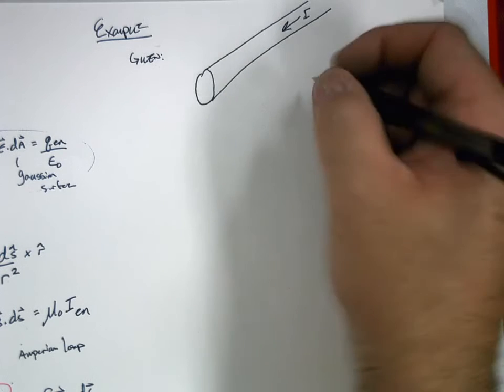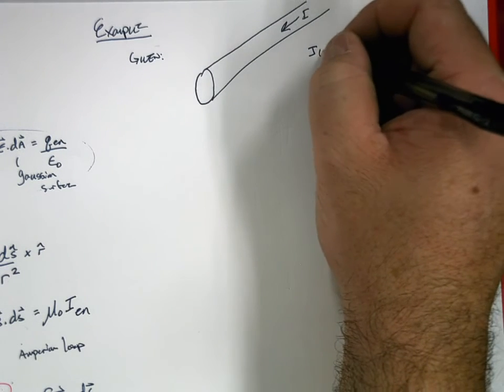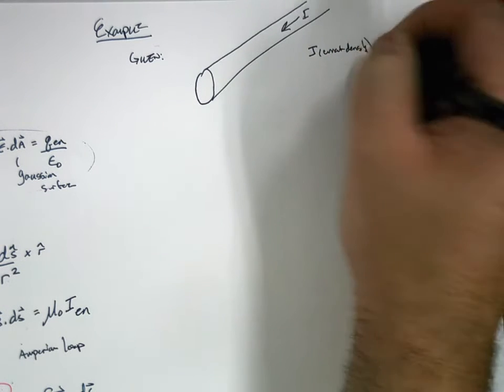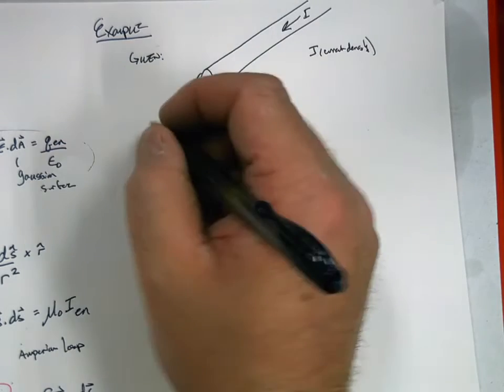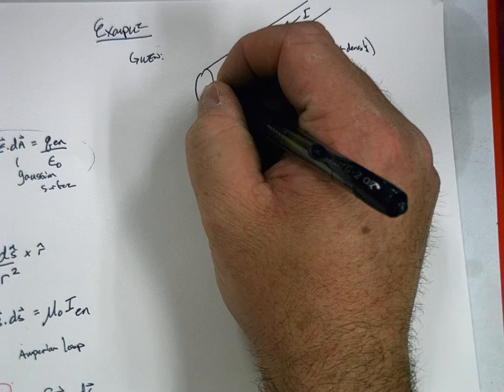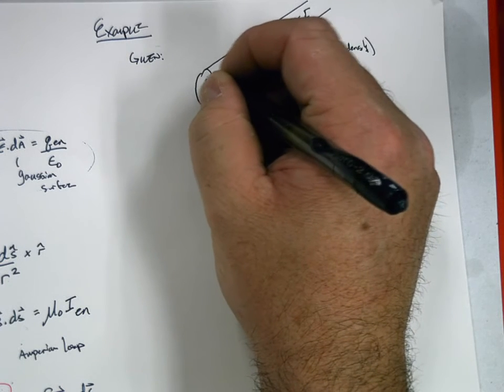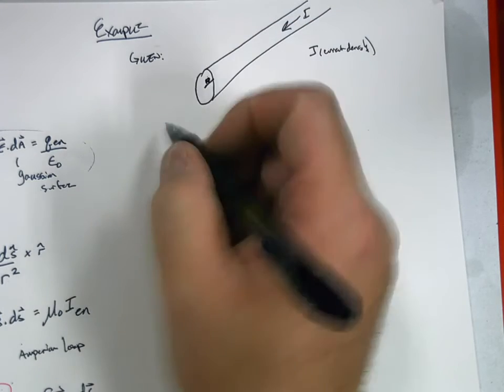In fact, we had this variable before. It's called J. It just means that it's evenly distributed throughout the wire. Okay, I want you to find. Oh, I'm sorry, this is of radius capital R. All right, and we're going to find this.